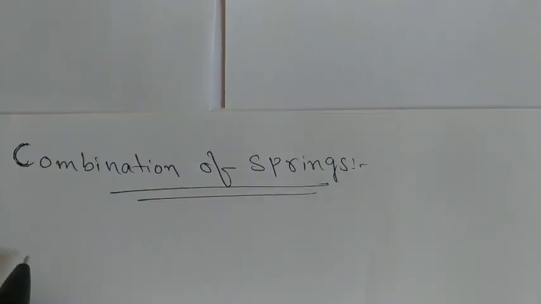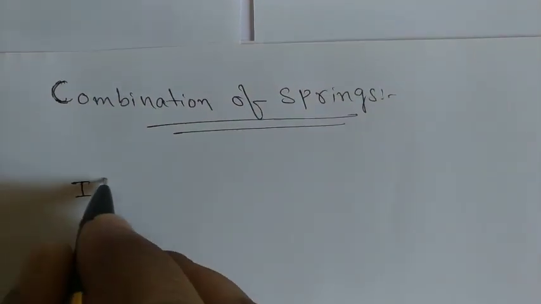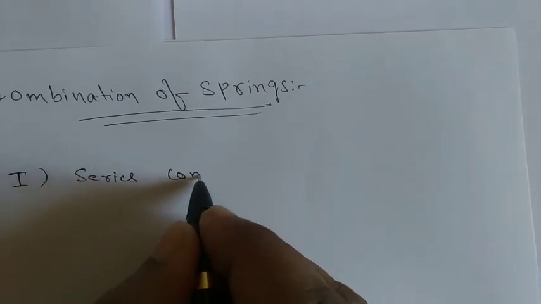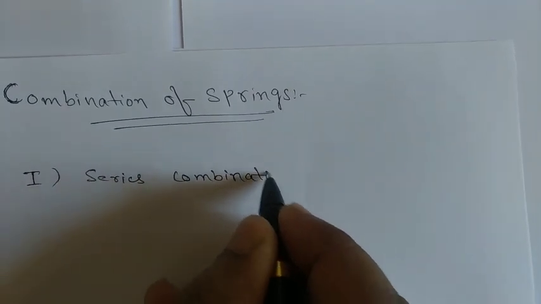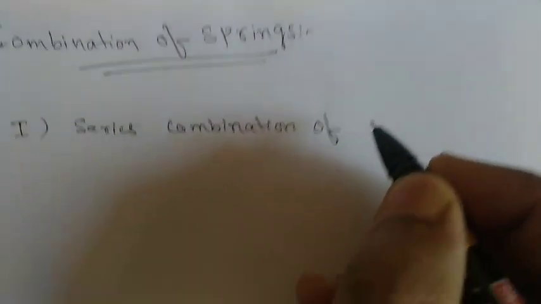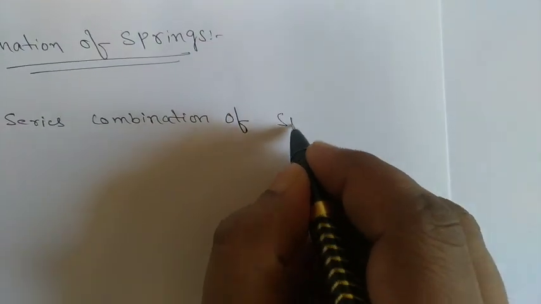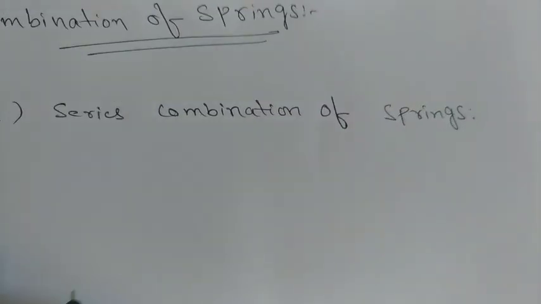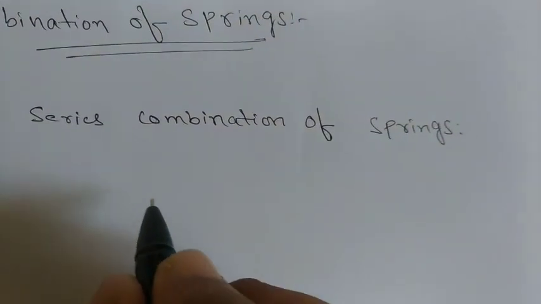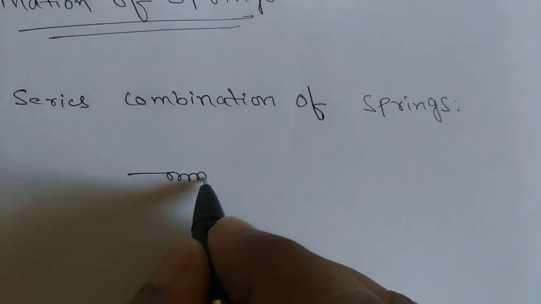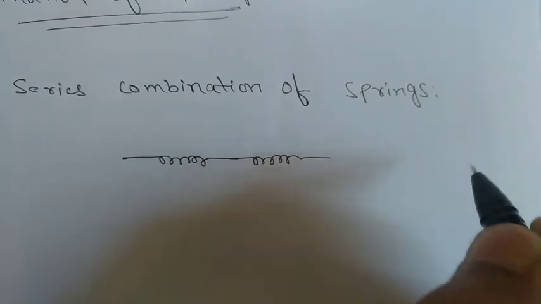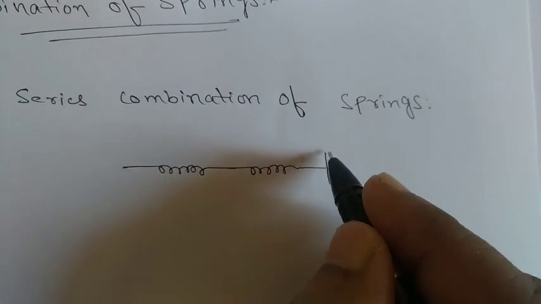The springs are connected in two ways. The first method is series combination of springs. In this series combination, the end of the first spring is connected to the end of the second spring, and of course a third, a fourth, and at last a block is connected.